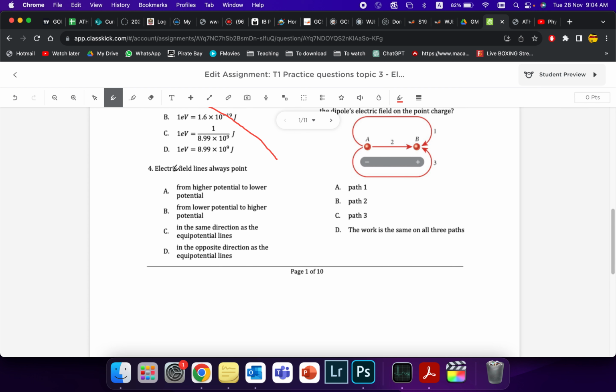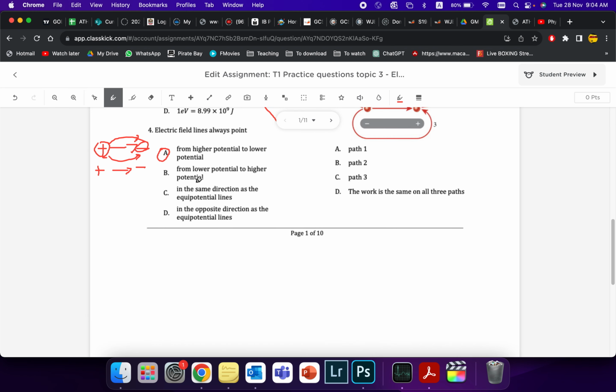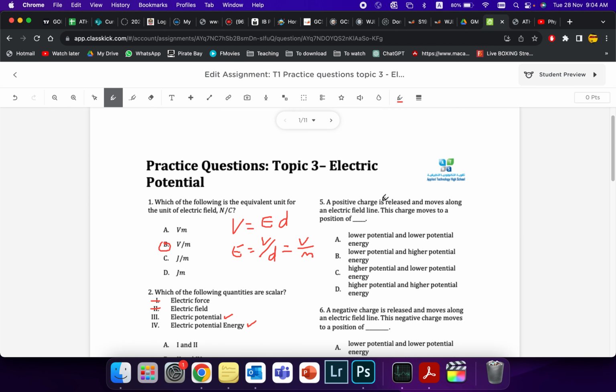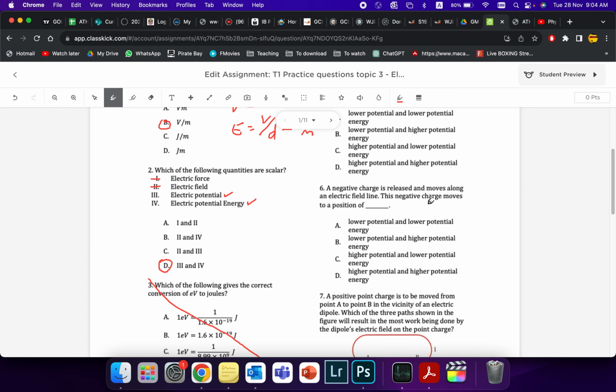Electric field lines, if you remember, go from plus to minus. You know this from the charges that we did in the last topic. The idea is the same. It goes from the higher potential to the lower potential. Potential is the V, by the way, which is joules per coulomb. Now, a positive charge is released, moves along the electric field, and goes to a position of something. And this one here, a negative charge, also does the same thing.